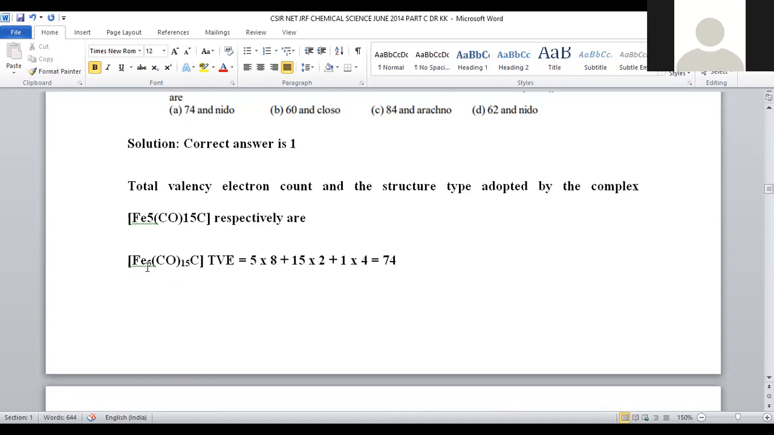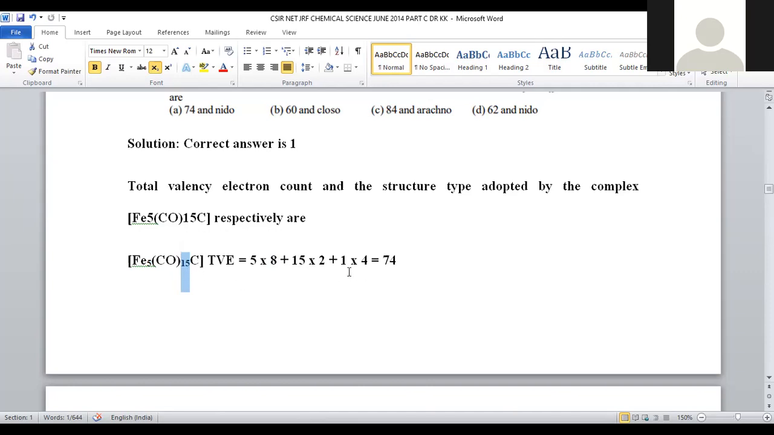For the total valency electrons, how many iron atoms are there? Here 5 iron atoms. Each iron has ns2 (n-1)d6 configuration, meaning 6 electrons in the d orbital and 2 electrons in the s orbital. Total it will be 8 valency electrons present in iron. 5 into 8 is for iron. Plus, how many carbonyl groups are there? 15 carbonyl groups, and each carbonyl contributes 2 electrons, so 15 into 2.